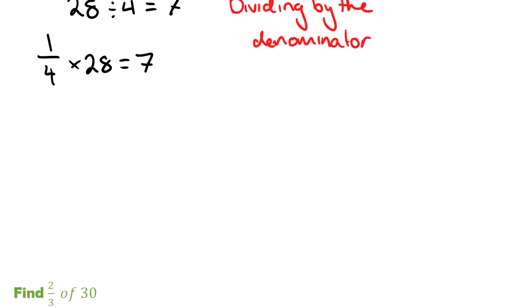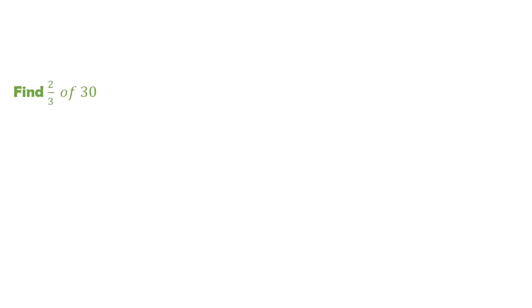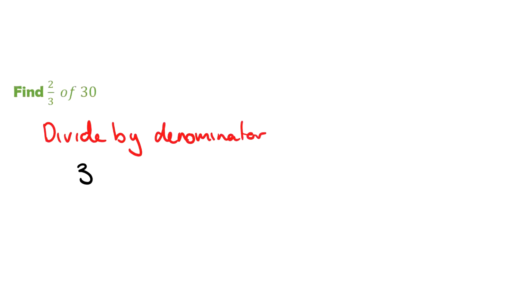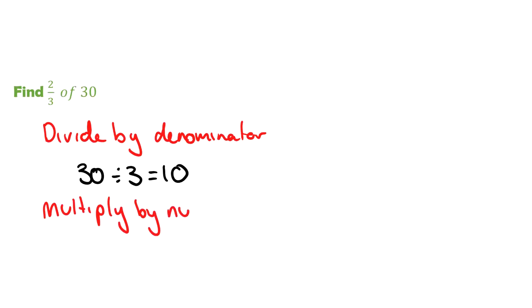So if I move on down here to find 2/3 of 30, we're going to do the same thing and then multiply by our numerator. So the first thing we want to do is divide by the denominator. So what I get is 30 divided by 3, and that's 10. Once we found that, we then multiply by our numerator. So 10 times 2 is 20.